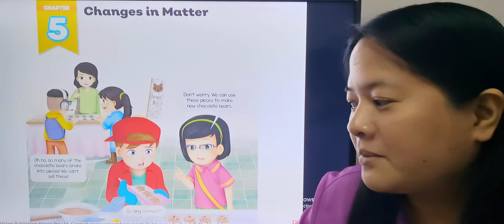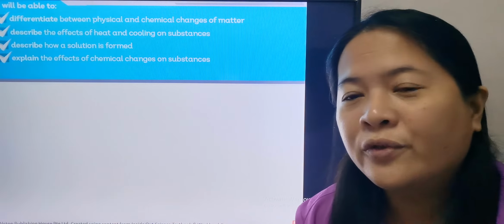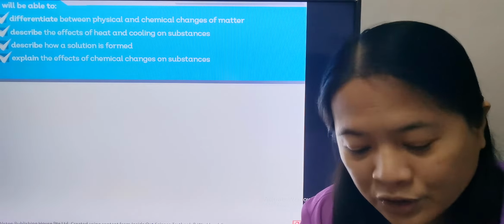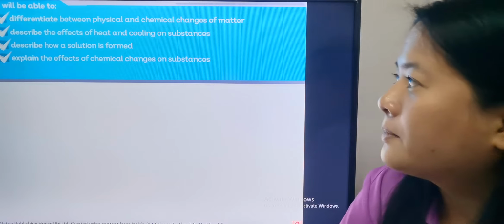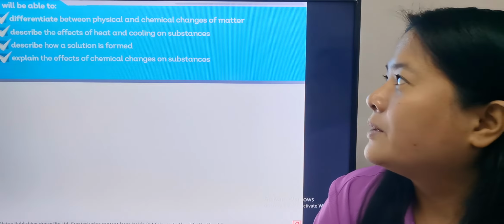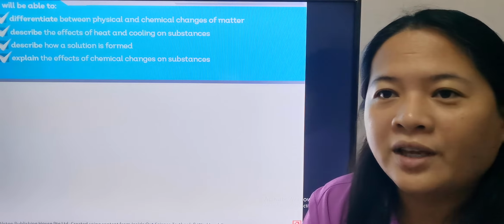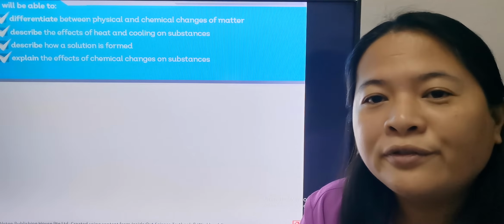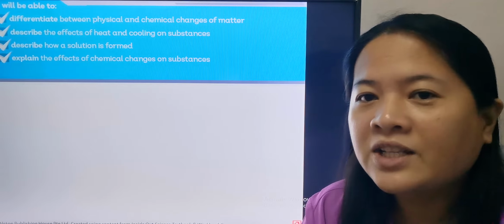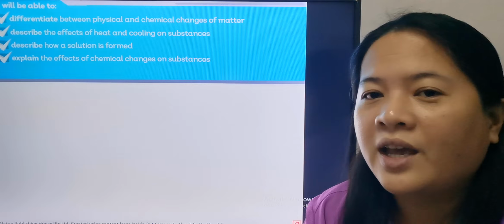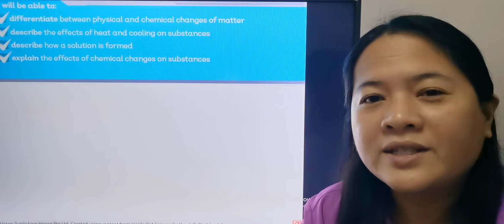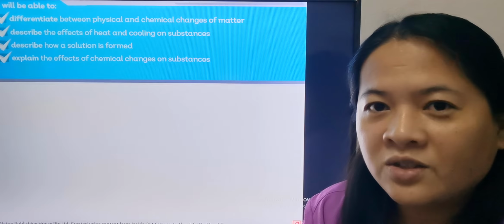So changes in matter, our objective for this chapter is that we should be able to differentiate between physical and chemical changes of matter, okay? So we have to know the difference between physical changes and chemical changes, okay? We have been studying about physical changes and chemical changes already.